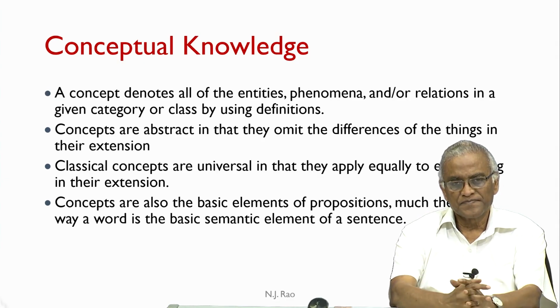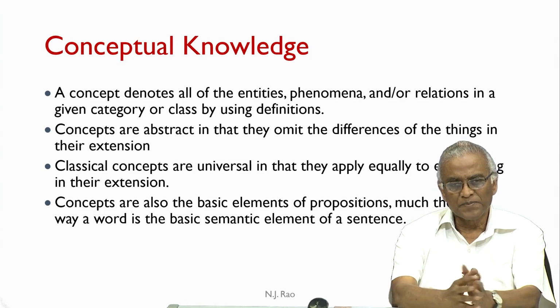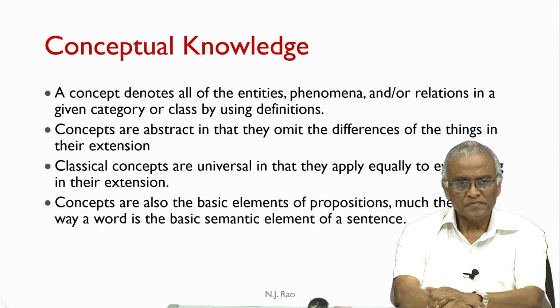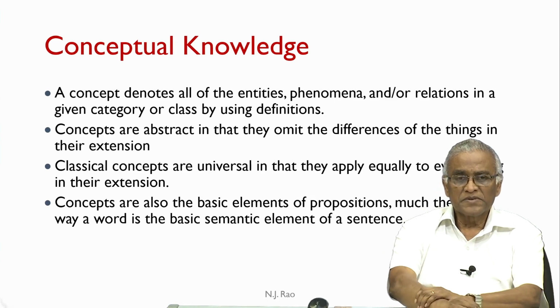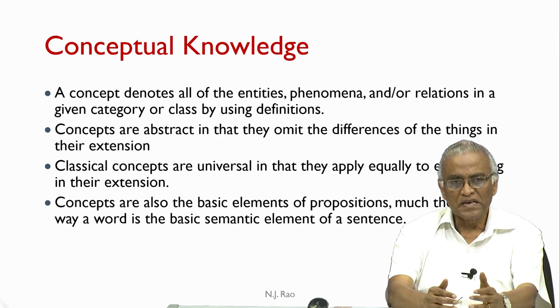One can try other concepts. Try defining something like a chair. Chair is a concept. Or you can take a common object like a cup. Cup is also a concept, because there are so many cups when you go to the shop, and all of them we call cups. Try defining simple concepts like chair or cup. As we just stated, concepts are abstract in that they omit the differences of the things in their extension.